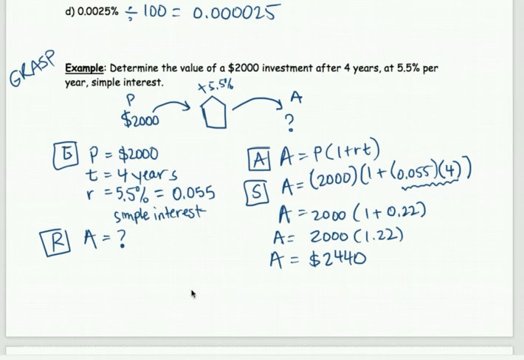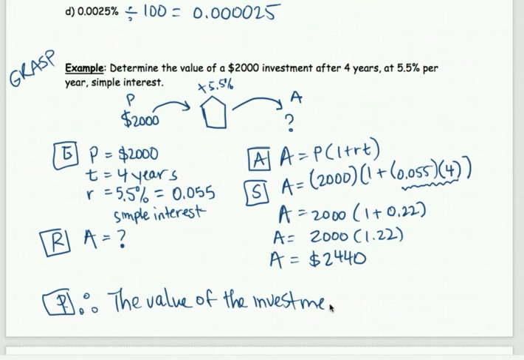All right, and then from there, our last step, P, is our final statement. So therefore, the value of the investment is $2,440, like that. And if you wanted to write amount of the investment here, that would have been okay too.